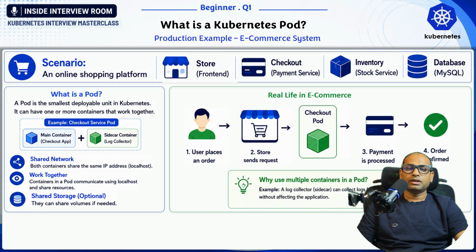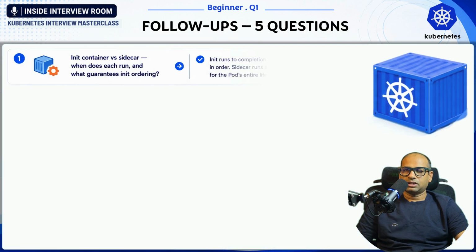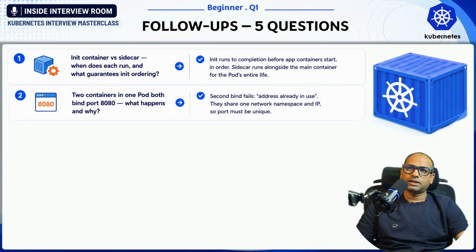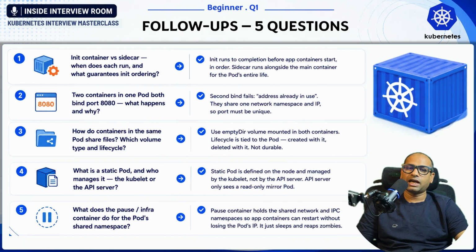So why use multiple containers in a pod? For example, a log collector sidecar can collect logs from the main app without affecting the application. Key takeaway: a pod is like a single unit on the server. It helps run your application and its helper containers together. Follow-up questions: there are 5 follow-up questions that you can refer to, and they have short answers. Mostly these questions are asked in every Kubernetes interview on pods and containers.